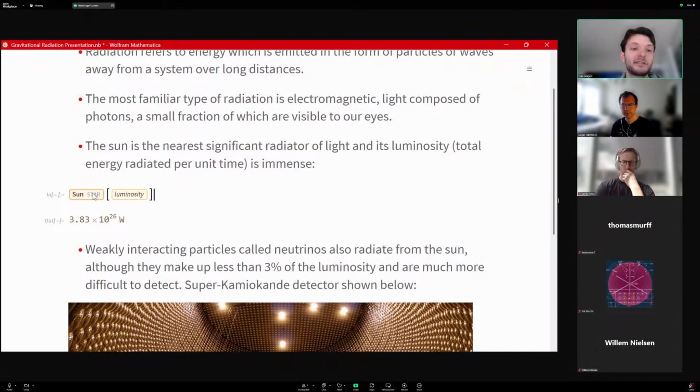So Mathematica has an entity object in it called the sun, and we can ask for its luminosity, and it gives us 3.83 times 10 to the 26 watts. So that's an enormous value compared to something like a 60-watt light bulb. And even on Earth, which is 93 million miles away, we still have around 1,400 watts passing through every square meter of this electromagnetic radiation. That's 1.4 kilowatts per square meter at this radius.